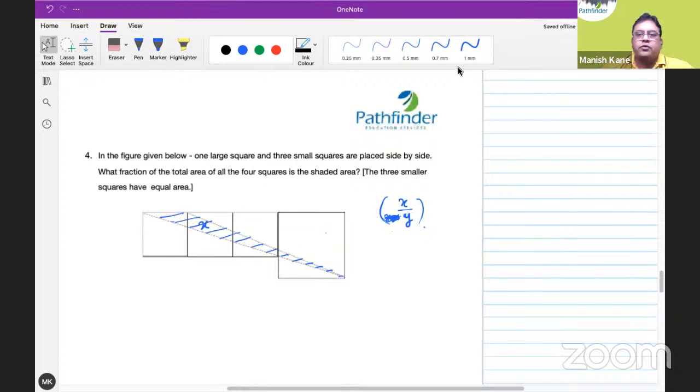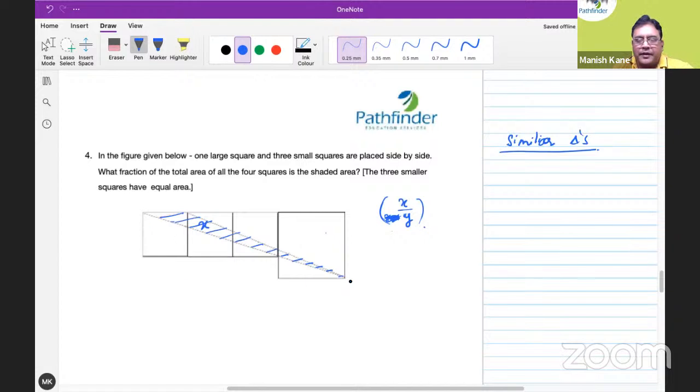Okay. So let me help you solve this one also. All right. The question is very easy. If you have know-how of similar triangles, you require knowledge of similar triangles, and that's it. If you know similar triangles, you will easily be able to answer this question.